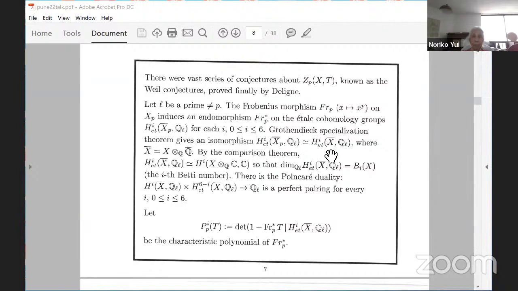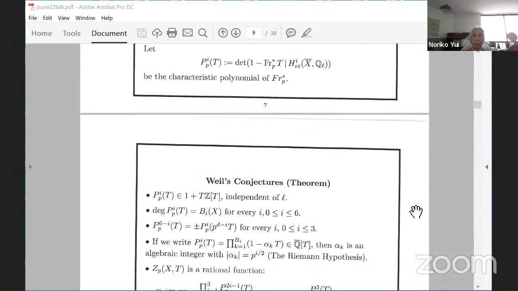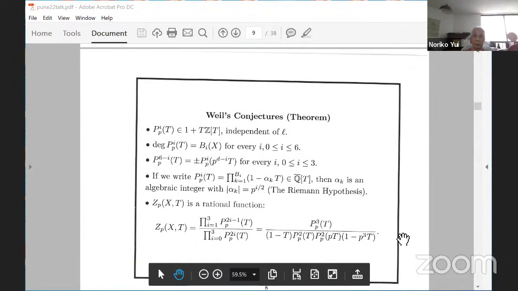So this is the way we define this, but this will be the same as, by the specialization theorem, the étale cohomology here. And also if you tensor this with C, then you recover the classical ordinary cohomology theory. So the dimension of this is the same as the Betti number. And also there is a Poincaré duality. So it's a very good cohomology theory. So we can represent this Frobenius morphism on this Q_l vector space of dimension b_i(X). And then you can consider the characteristic polynomial. So this is the highlight of the 1970s.